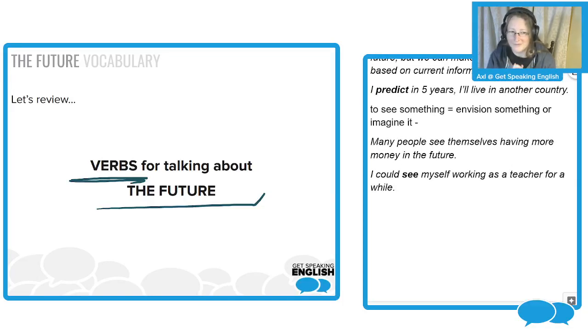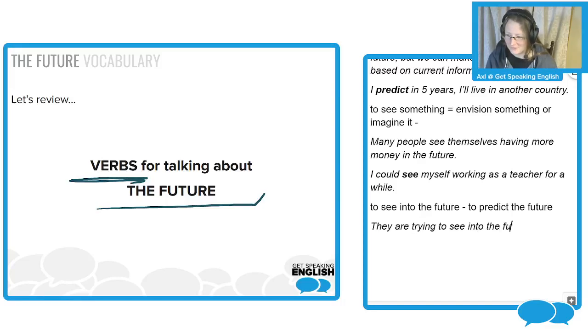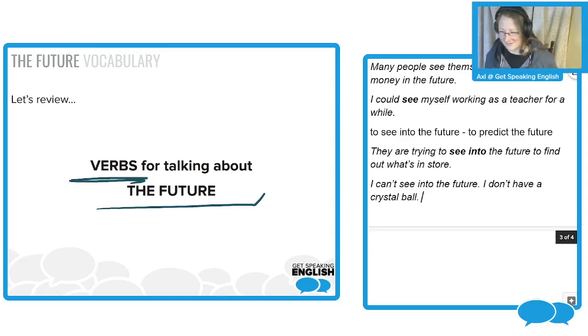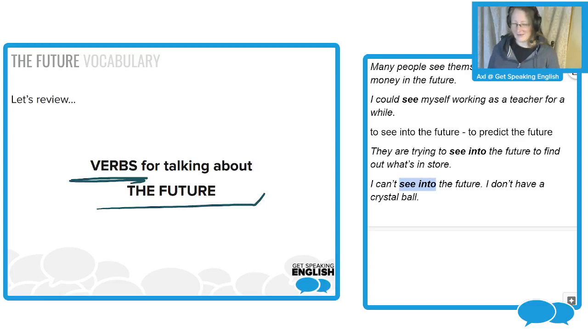And then another collocation that comes up often is see into something. If you see into the future, this is like to predict the future. So for example, they are trying to see into the future to find out what's in store. So they try to predict the future, or I can't see into the future. I don't have a crystal ball, so I have no way of predicting the future. So I might say something like that. But yeah, we see into the future. We're trying to envision what it's going to be like.